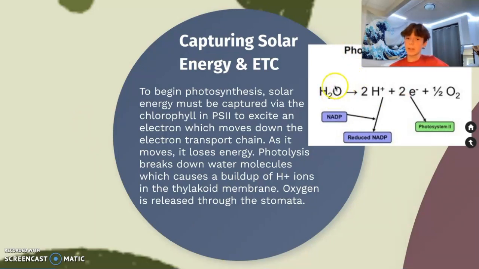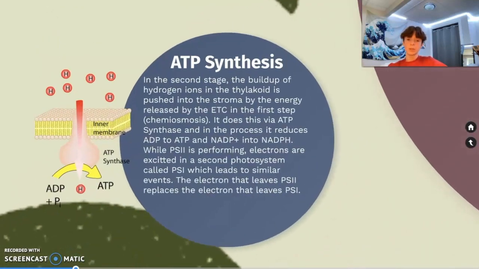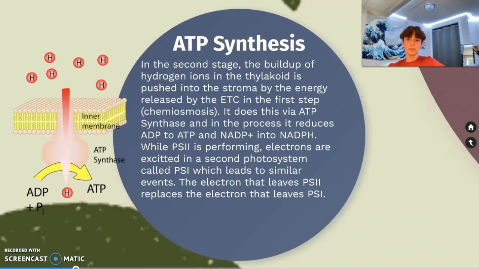First we're given H2O, which is water, which breaks down into 2 hydrogen ions, 2 electrons, and half of 1 oxygen gas, because oxygen is a diatomic molecule and it cannot be found by itself. These 2 electrons are put into photosystem 2, and then we are given ADP, which is reduced. Now moving on to our next stage of photosynthesis, stage 2, which is ATP synthesis.